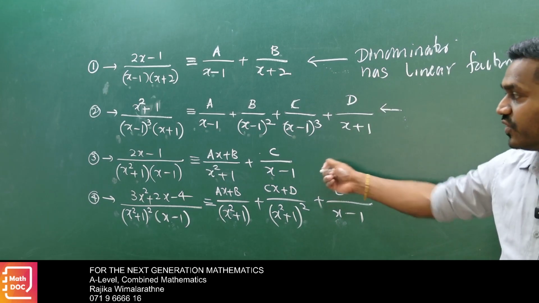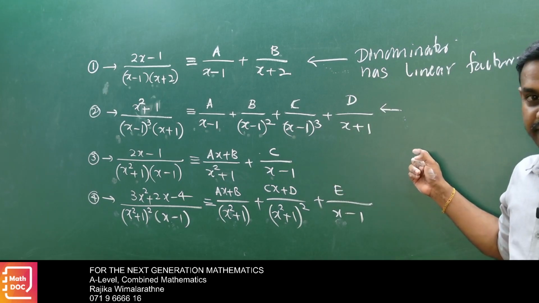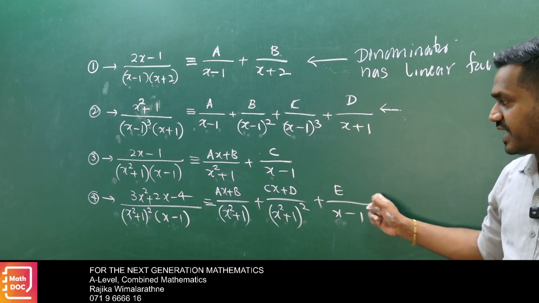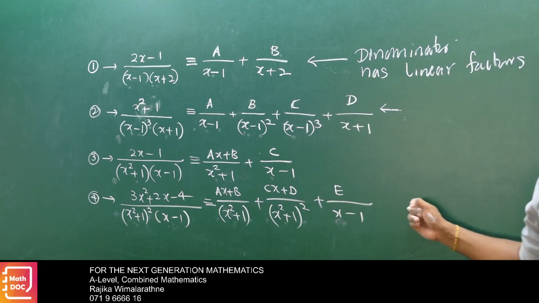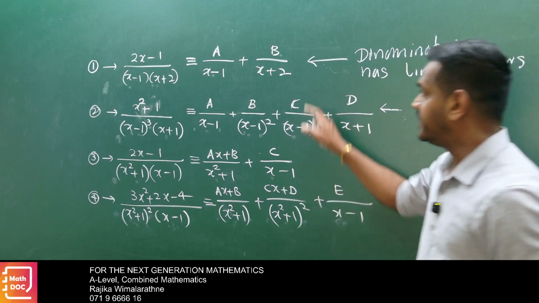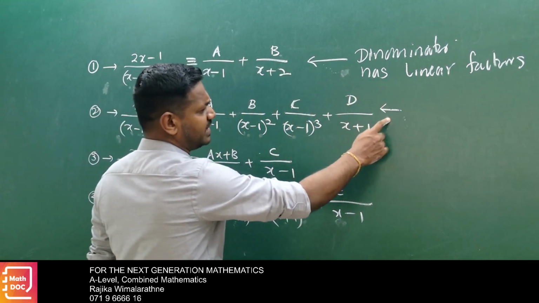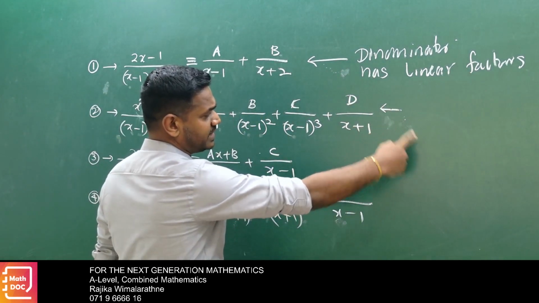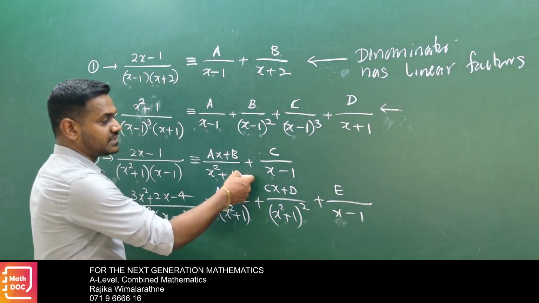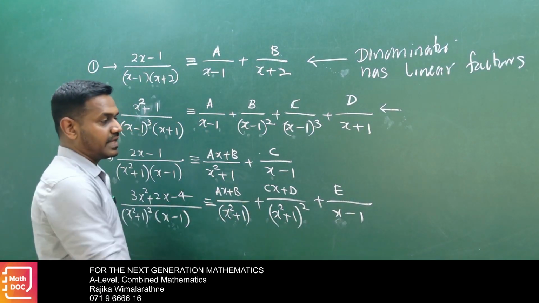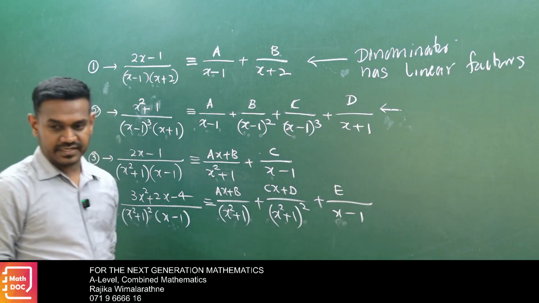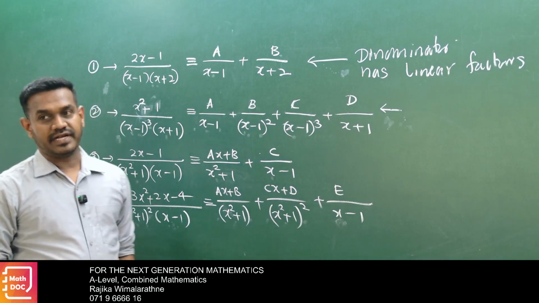Here denominator has quadratic factors. And here denominator has repeating quadratic factors. Here denominator has linear factors. Here denominator has repeating linear factors. Here denominator has quadratic factors. And here denominator has repeating quadratic factors. Those are the formats.